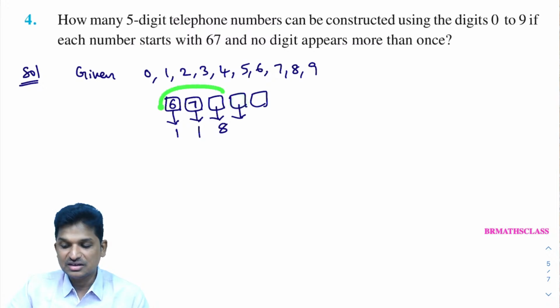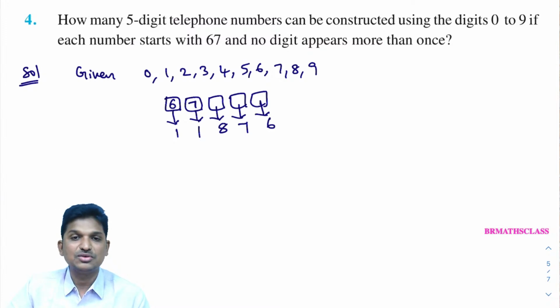Actually, three numbers are already used out of 10. So 7 numbers are remaining. So this can be filled in how many ways? 7 ways. What about this one? This can be filled in how many ways? 4 digits I already used. Repetition is not allowed. So this can be done in how many ways? 6 ways. So what is the final conclusion?